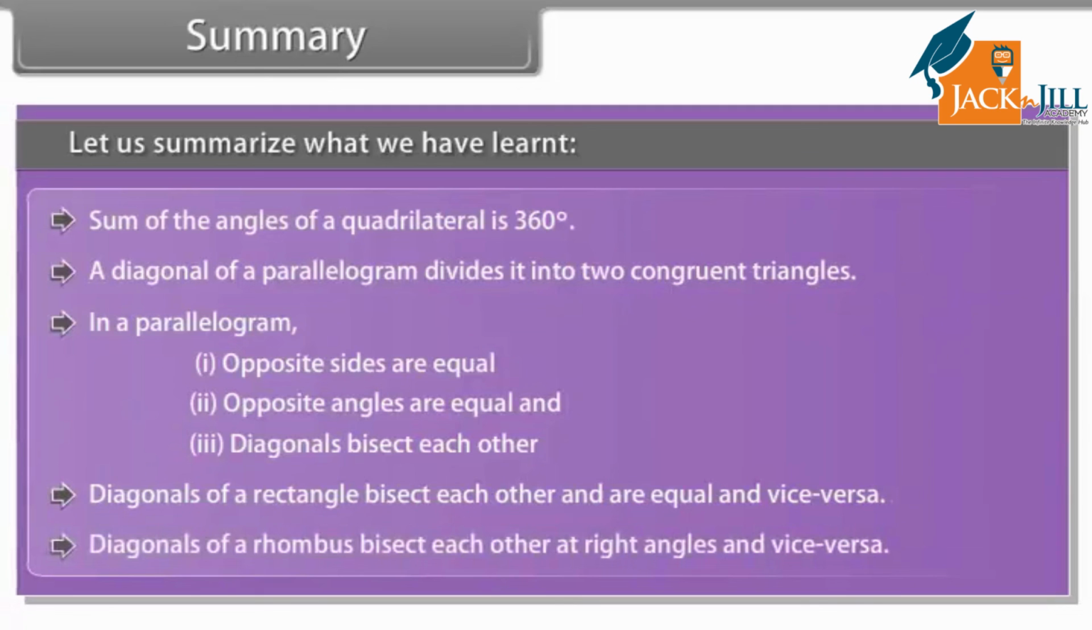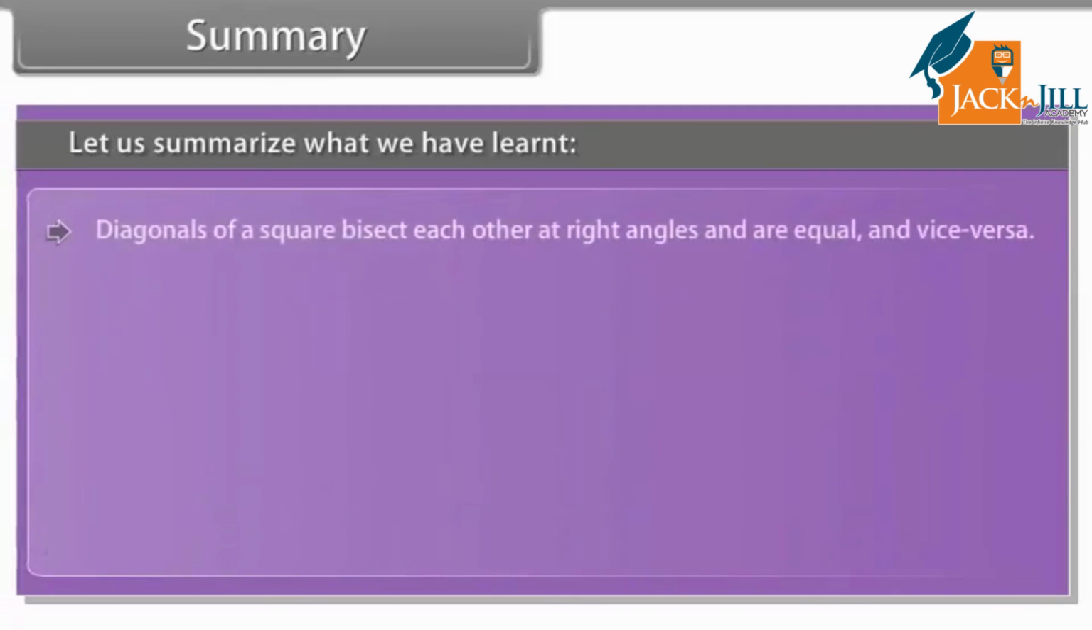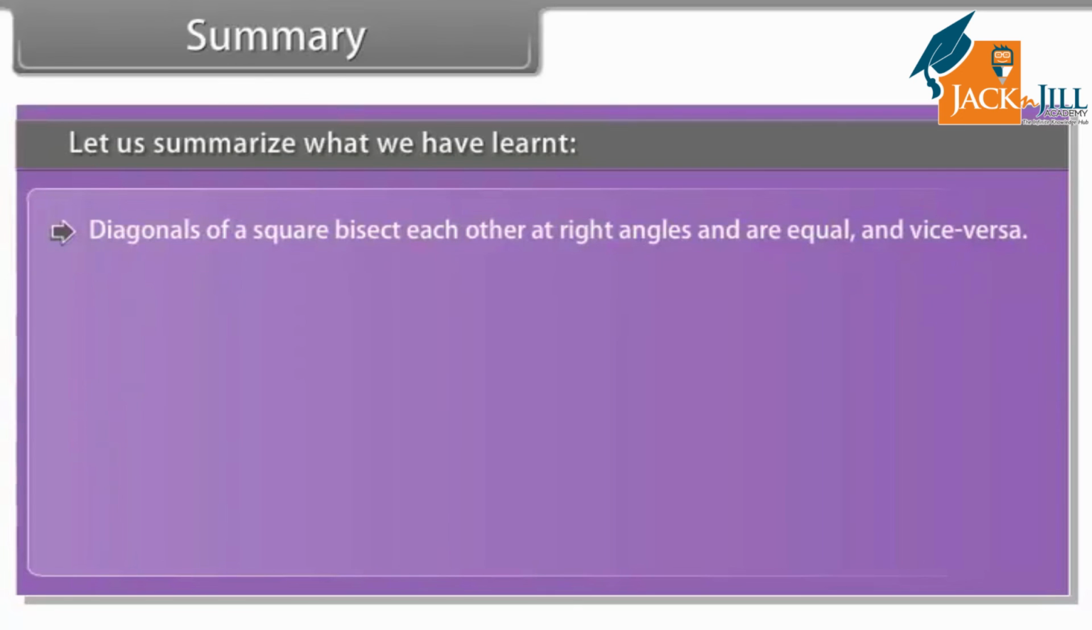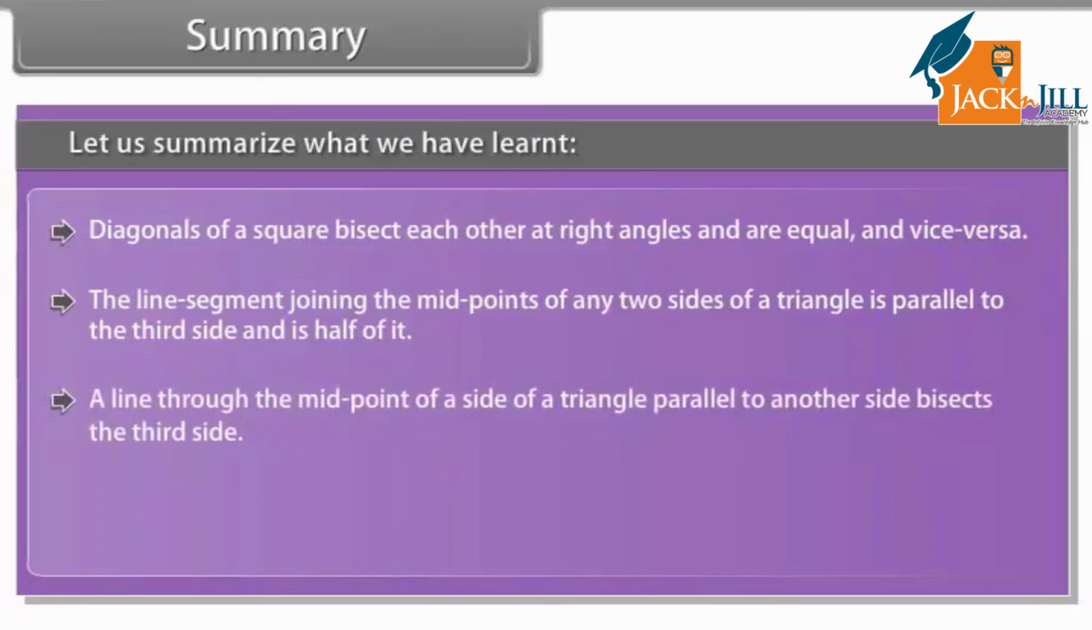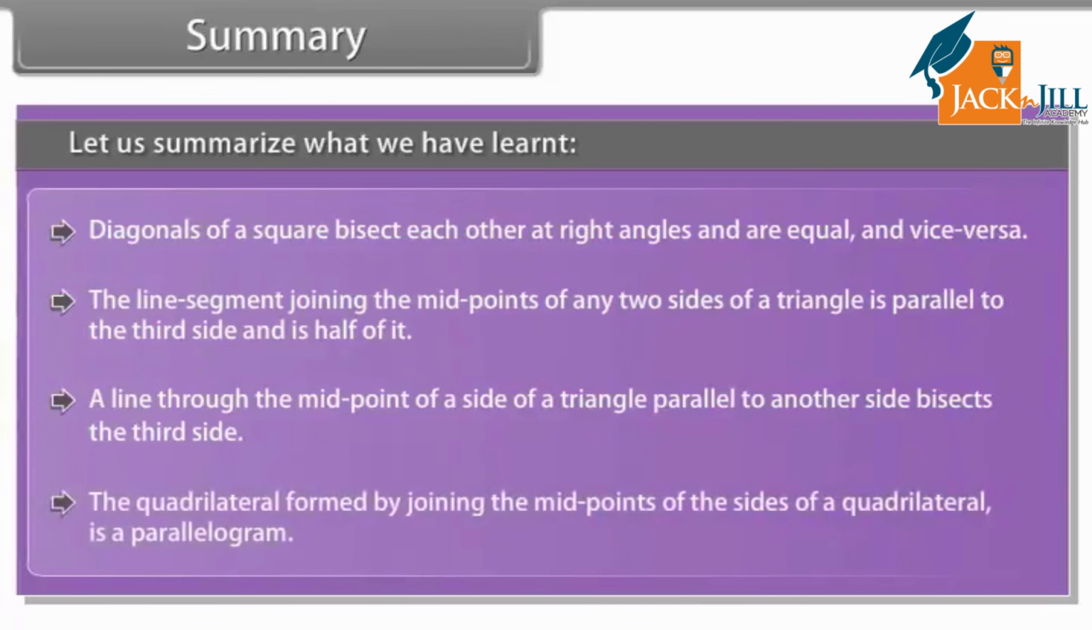Diagonals of a rhombus bisect each other at right angles and vice versa. Diagonals of a square bisect each other at right angles and are equal, and vice versa. The line segment joining the midpoints of any two sides of a triangle is parallel to the third side and is half of it. A line through the midpoint of a side of a triangle parallel to another side bisects the third side. The quadrilateral formed by joining the midpoints of the sides of a quadrilateral is a parallelogram.